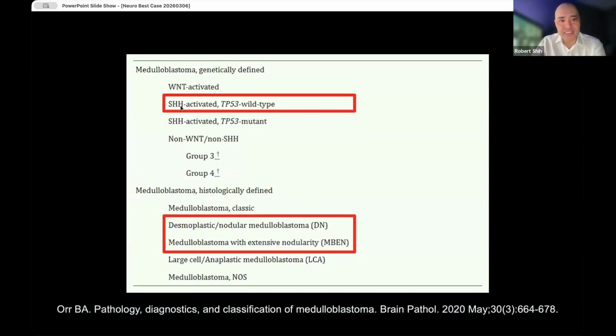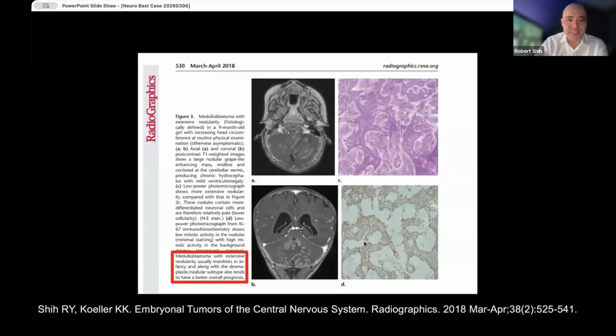So again, I've highlighted that this is a sonic hedgehog activated medulloblastoma, and it's P53 wild type. P53 mutants are a much worse prognosis. This is the better prognosis, and it's associated with desmoplastic nodular histologies. What I've boxed here, SHH activated TP53 wild type associated with desmoplastic nodular, is also associated with this guy here. That's the one that we can often see in infants associated with a particular syndrome that we'll get into, medulloblastoma with extensive nodularity.